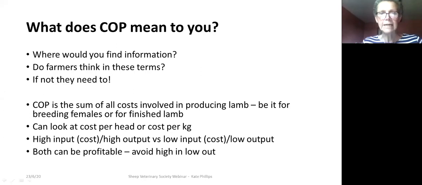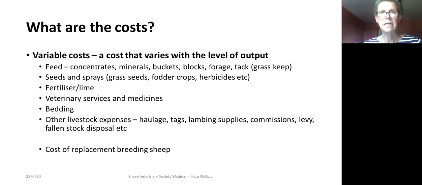Yes, there's proverbially more ways to skin a cat, as they say. High input, high output can be just as profitable as low input, low output. What we need to be avoiding is the high in and low out scenario. So I'm going to take you through some of the methods that we use to look at cost of production and gross margin analysis as we go forward. So what are the costs involved in producing lamb?